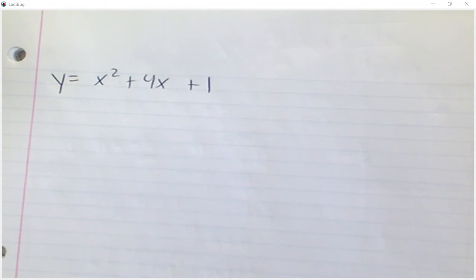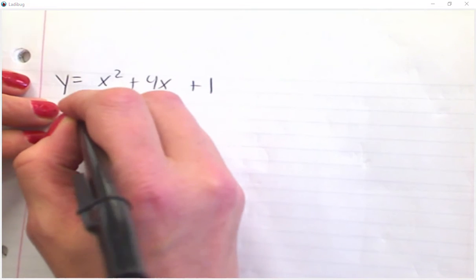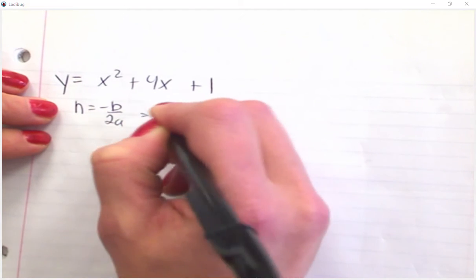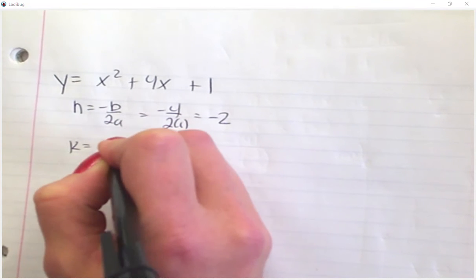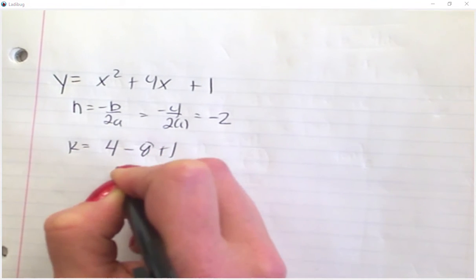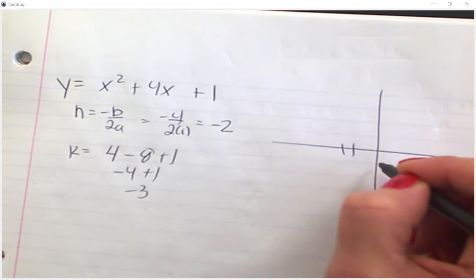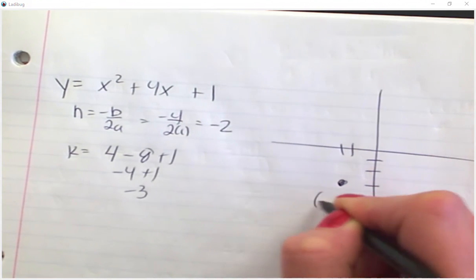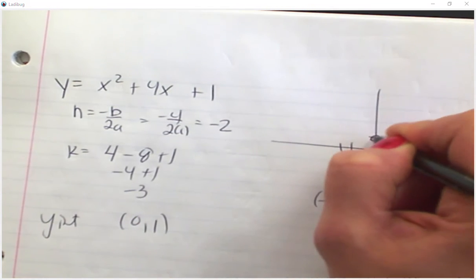So both? Your coordinates are backwards? Okay, here we go. So h equals negative b over 2a, 2 times 1, so that's negative 2. K equals positive 4 minus 8 plus 1. Okay, so my vertex is negative 2, negative 3. And my y-intercept is 0, 1.